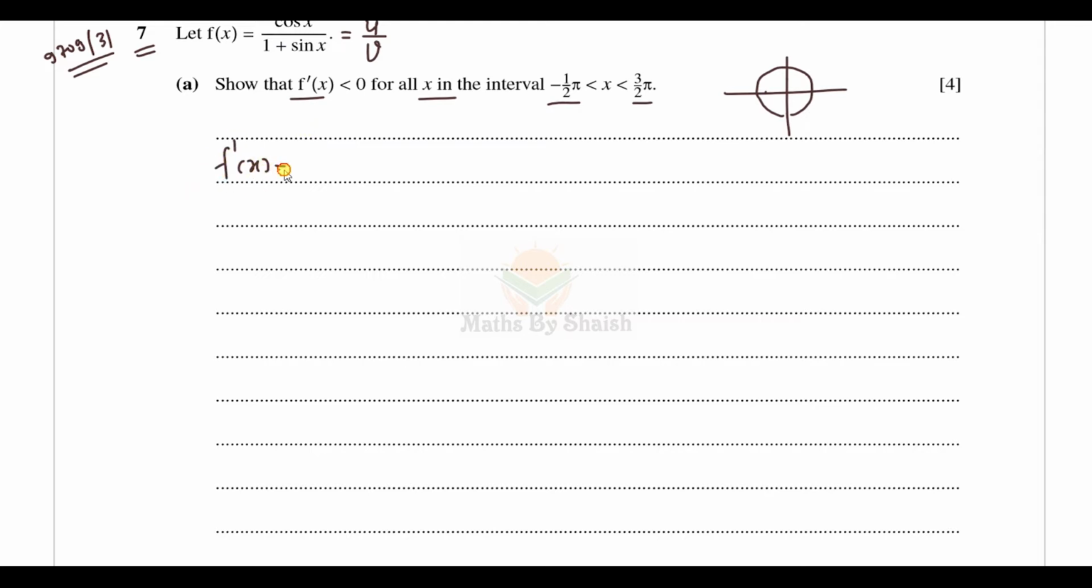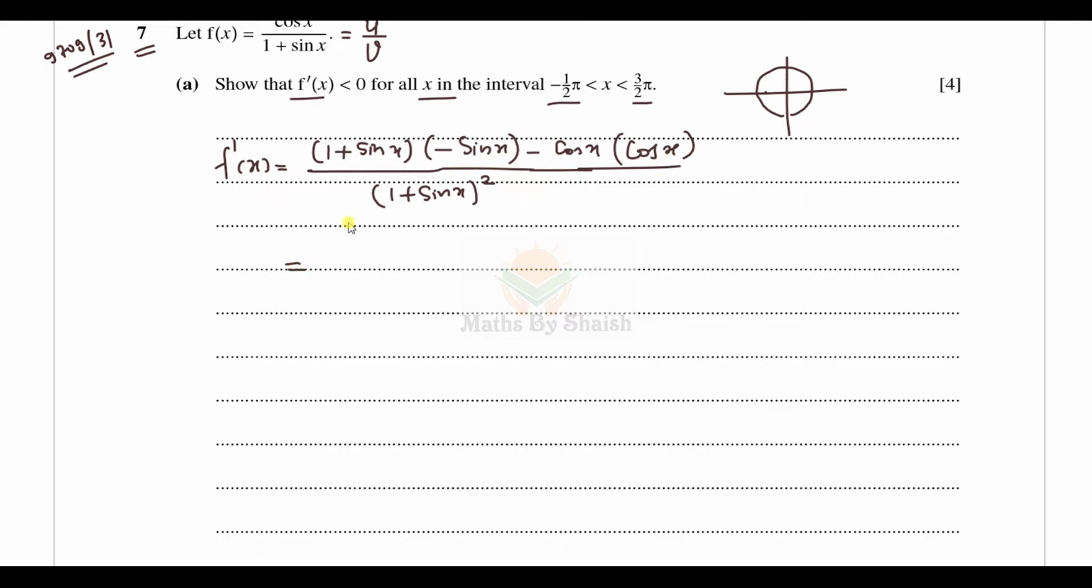So f'(x) is equal to, and I'll tell you the best way to remember it: you start with the denominator. Denominator square, and write the denominator as it is, do the differentiation of the numerator, that is minus sin x, and minus this time the numerator as it is, cos x, and do the differentiation of the denominator, 1 plus sin x, which would be 0 and cos x. So we got it as cos x only.